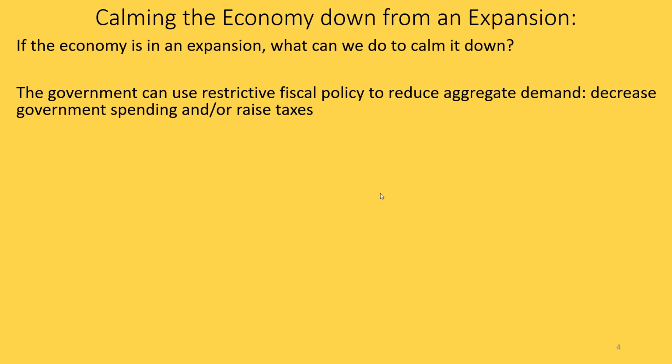So the government can use restrictive policy to reduce aggregate demand, and this means decreasing government spending and or raising taxes. Again, the idea being if you lower G and you raise taxes, which will give people less money to consume, so we lower C, and then that Y equals C plus I plus G plus NX equation will be lower, and that will reduce our aggregate demand. But again, there are some side effects associated with this.